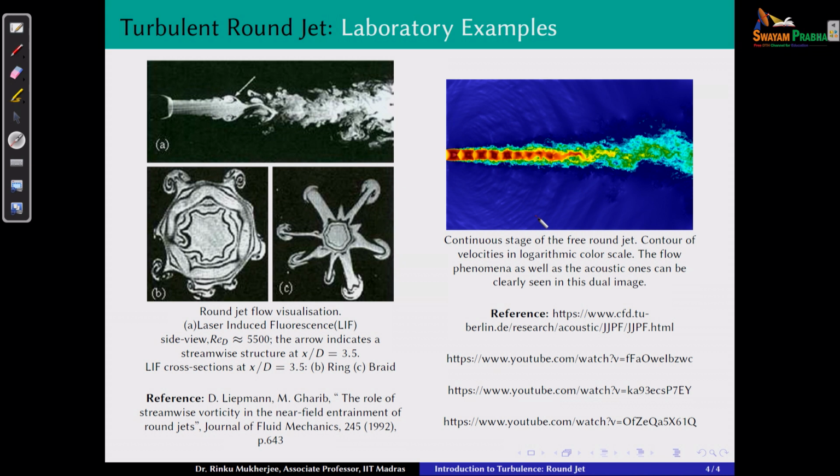It is essentially the continuous stage of the free round jet. The coloring here is the contour of velocities in a logarithmic color scale. You have several color schemes here, and this is done because what you're trying to predict is how the velocities will behave in a jet like this. And this is from CFD. How wonderful is that?